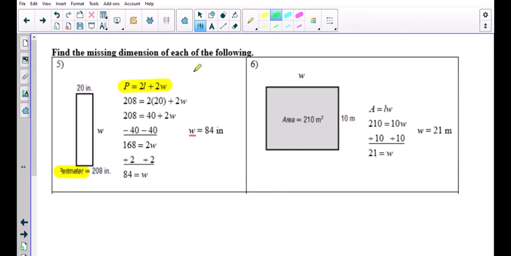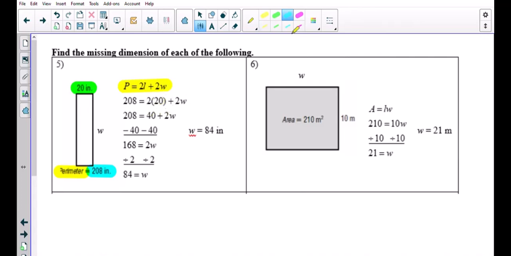I know my length, it's 20 inches, so I'm going to replace L with 20. I know my perimeter is 208, so I'm going to replace P with 208. So I've got 208 equals 2 times 20 plus 2W. Let's simplify. 2 times 20, of course, is going to get us 40.